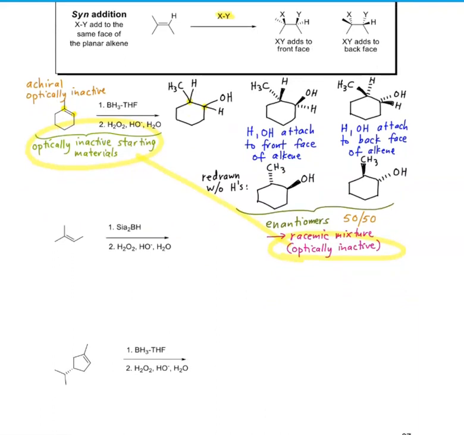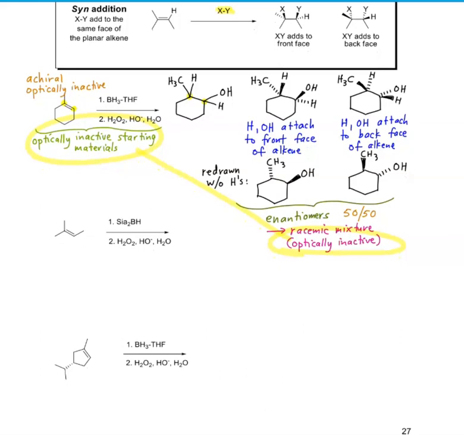Okay, let's do another example of this. Okay, alkene. Now in this case, I mixed it up a little bit and I'm using this compound, Sia2BH. This is called disiamylborane. And this is another boron reagent that you could use to do a hydroboration. You can use this instead of BH3. The second step is exactly the same. Hydrogen peroxide, hydroxide, and water.